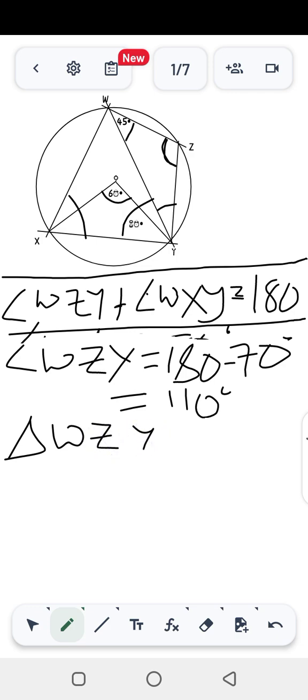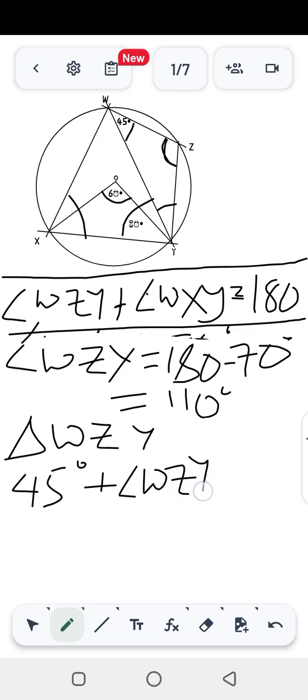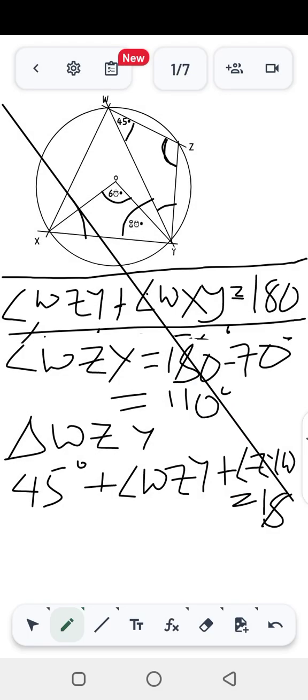we'll sum the three angles. So we have 45 degrees plus angle WZY plus angle ZYW. All will give us 180 degrees.